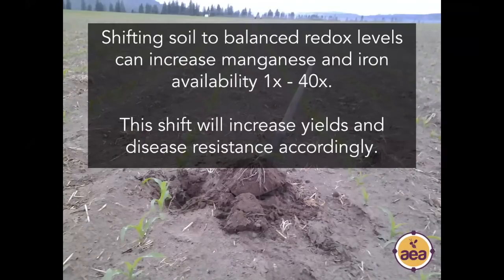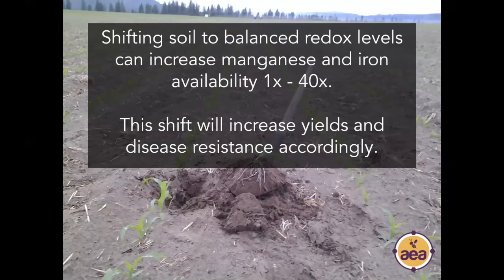If you have soils here in the American Midwest, in the Corn Belt, if you have only, let's say, 2 ounces of reduced manganese in the soil profile on a per acre basis, and you increase that to 4 ounces of available manganese, you're going to have a significant impact on yield and a significant impact on disease resistance. So a 1x increase can be huge.